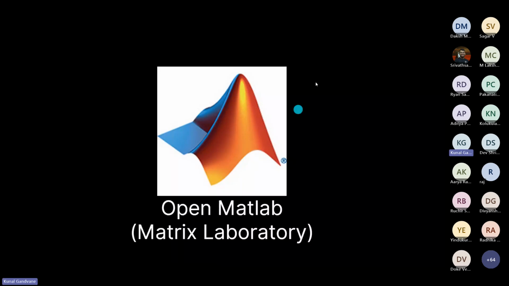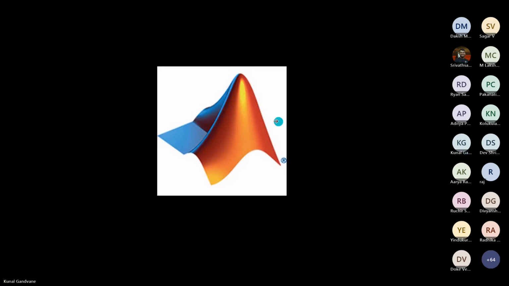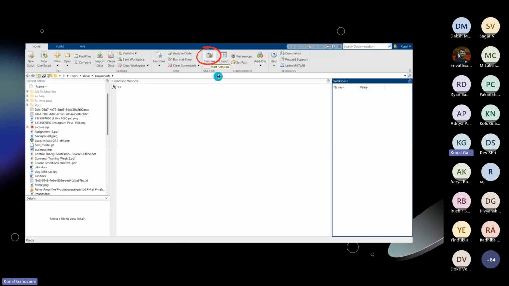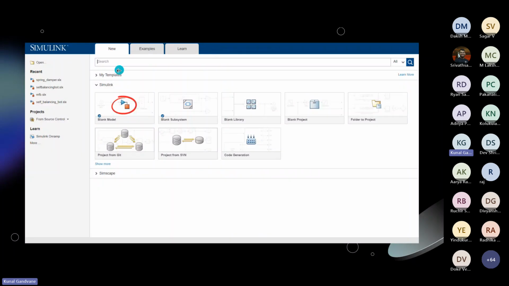So you open your MATLAB and you see this panel. This is the Simulink button. If you click this, you come to this page and you have to click the blank model to start working on.